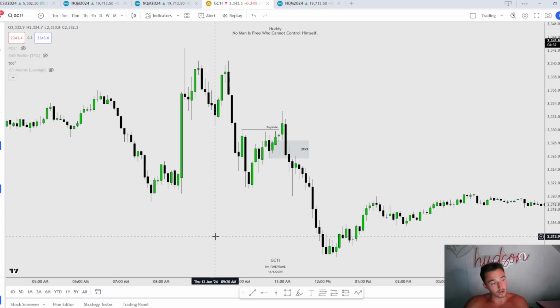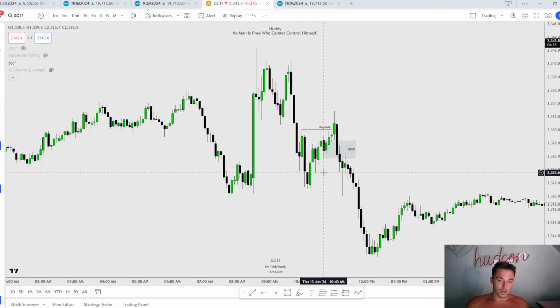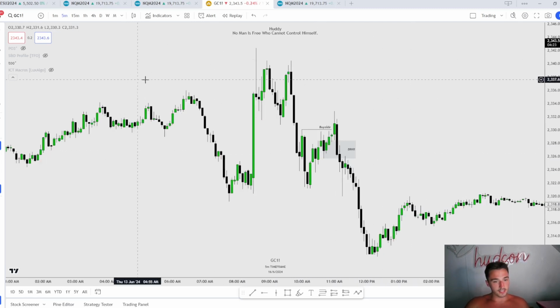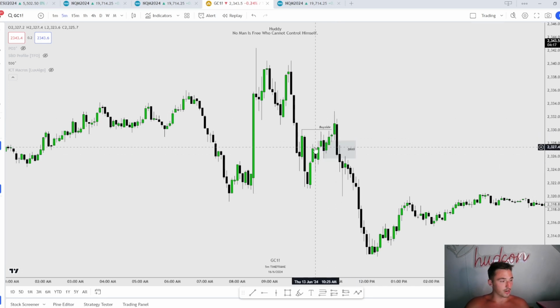If we just dumped price lower and you want to find an entry, breakers are a great way to identify that. So that's going to be the video. Very simple PD array. Go in your charts, look for the draw on liquidity, and then look for a breaker.